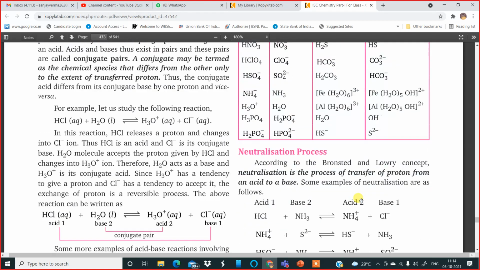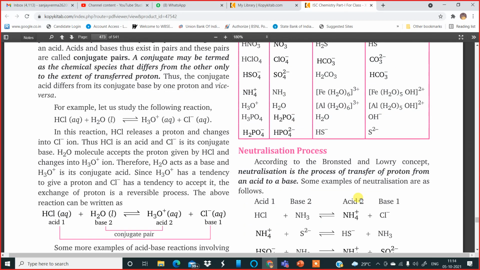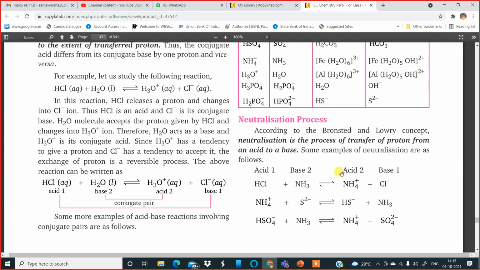Now, what is neutralization? According to the Bronsted-Lowry concept, what is neutralization? Can anybody tell me, according to what you have learned in classes 8, 9 and 10? When an acid and a base react to produce salt and water, that is called neutralization. Very true, correct. I am happy with the answer.